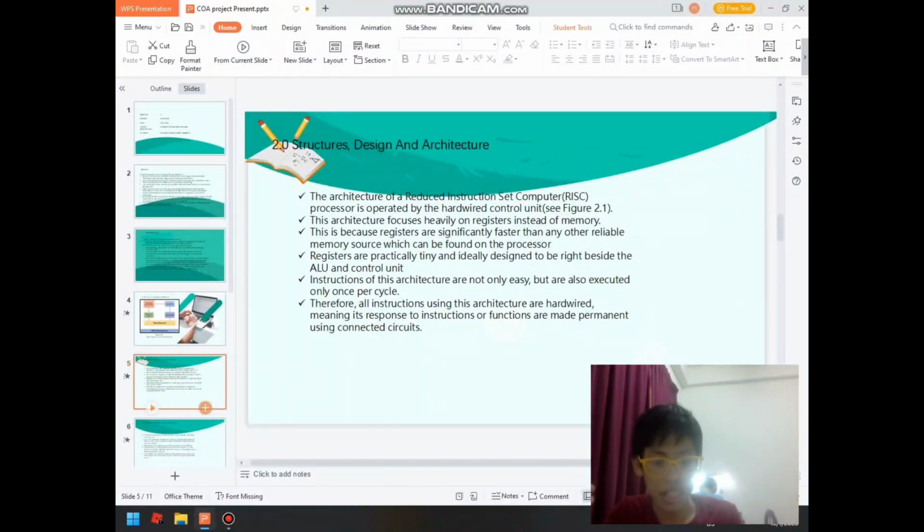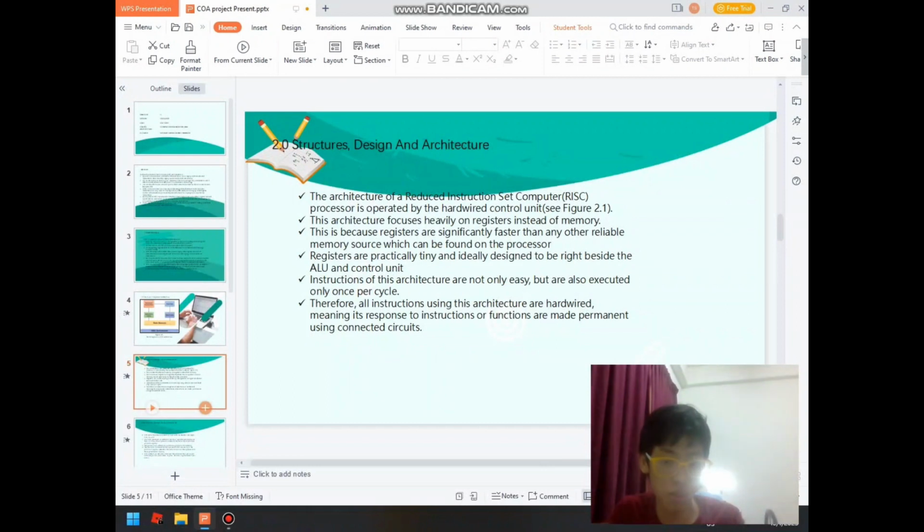And the ALU, which is essentially its processing unit, the instructions are then sent from its register to the ALU, so that'll make it quicker. Instructions of this architecture are not only easy, well, this means it's simple for the computer to comprehend, but also executed only once per cycle.